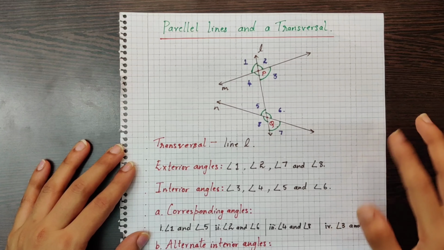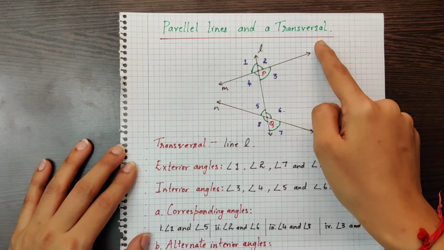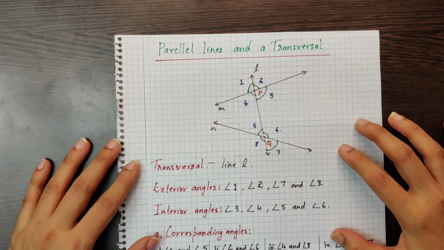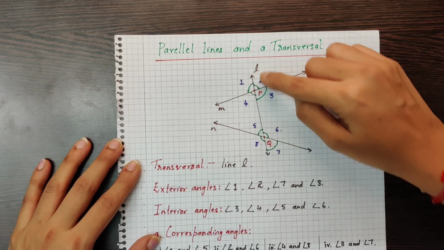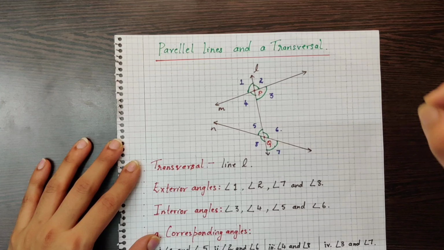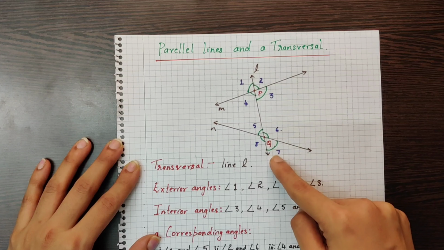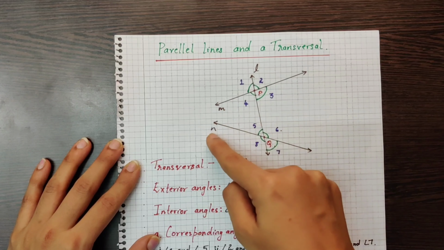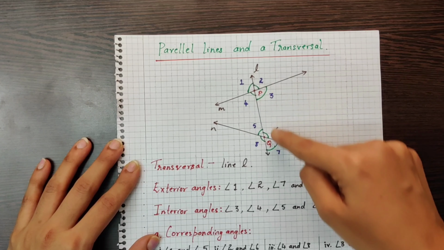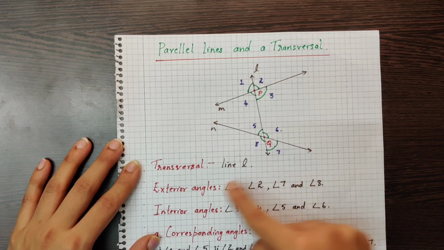So the next topic is parallel lines and a transversal. Now here, when a line intersects two or more lines at distinct points, it is called a transversal. So here we can see that the line L is intersecting the lines M and N at points P and Q. Therefore, the transversal is line L.